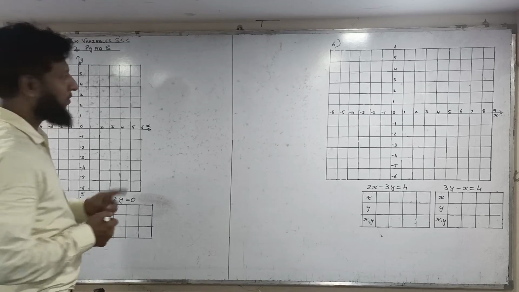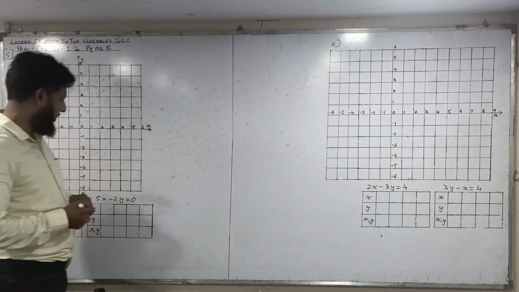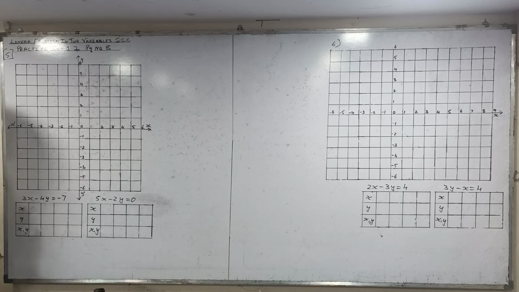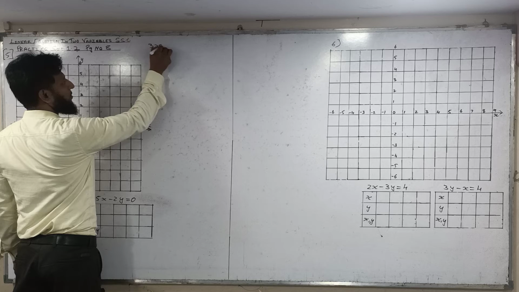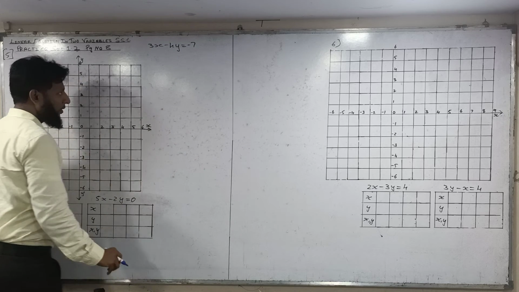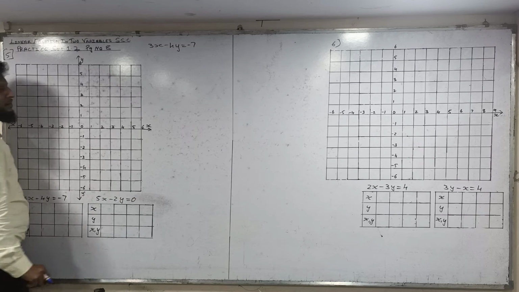Now question number 5 and 6. So I have drawn the graph. In this, these are the two equations of question number 5. See this equation, both variables having a number greater than 1. So we have to solve the equation for any one of the variables. So this is 3x minus 4y is equal to minus 7.